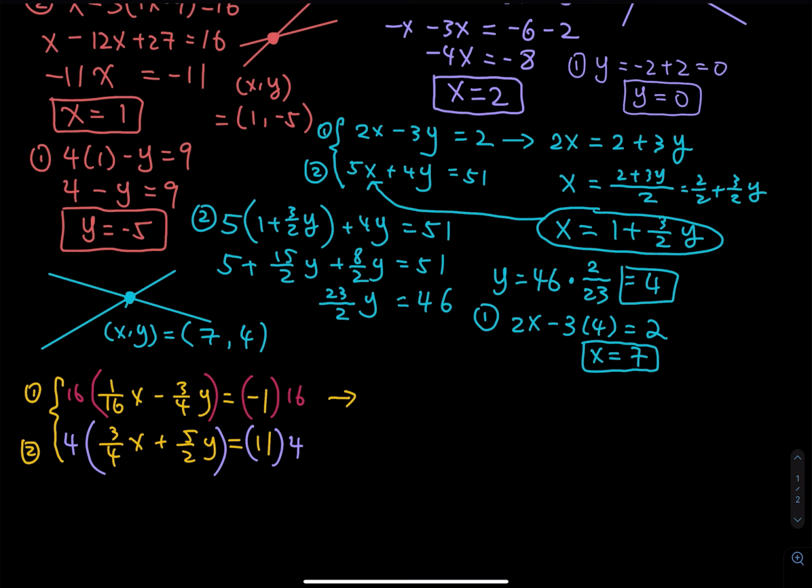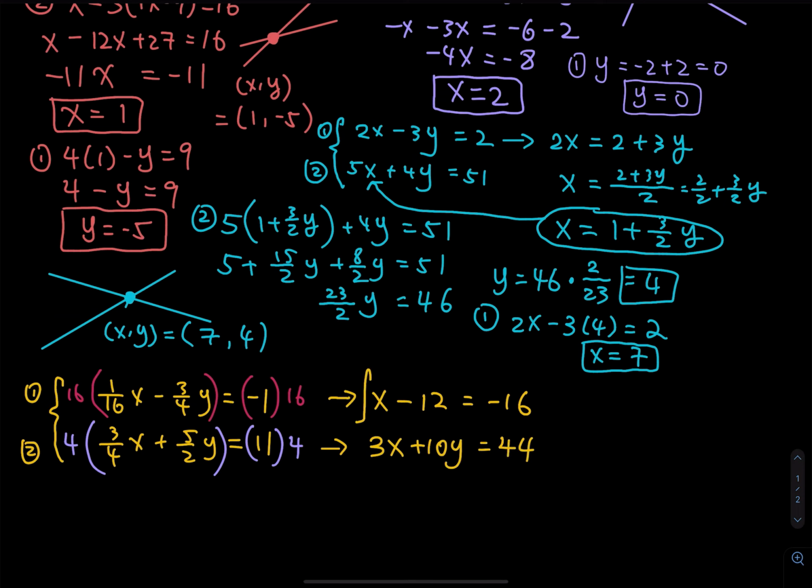Okay, let's see what I have for the first equation. Distribute the 16. You have x. Minus 16 divided by 4 is 4. 4 times 3 is 12. 16 times negative 1. That is the first equation. And then the second equation, 4 times 1 over 4 is 1. So you have 3x. 4 divided by 2 is 2. 2 times 5 is 10. So plus 10y. And then 4 times 11 equals 44.